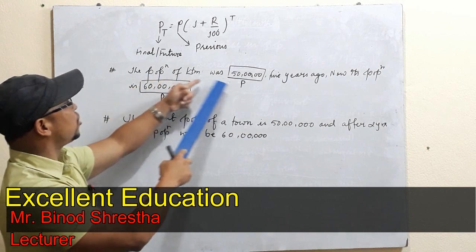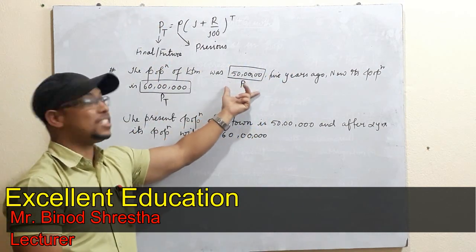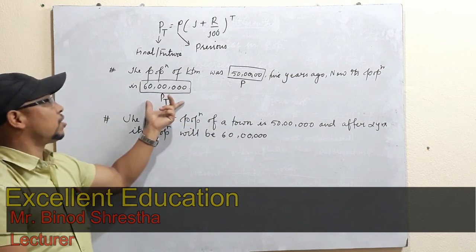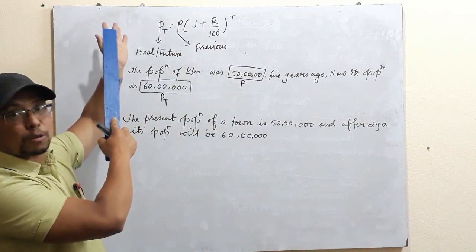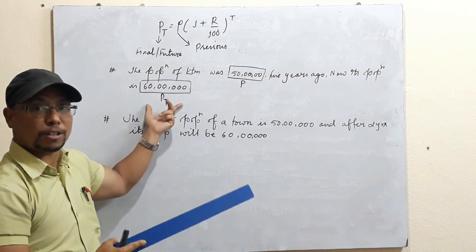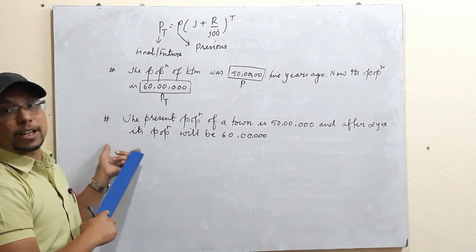Now see here, the population of Kathmandu 5 years ago was this. Ago is previous, so of course this is P. And this was now; compared to the previous one, this is the final population, so this is Pt. Now let's talk about the second example.